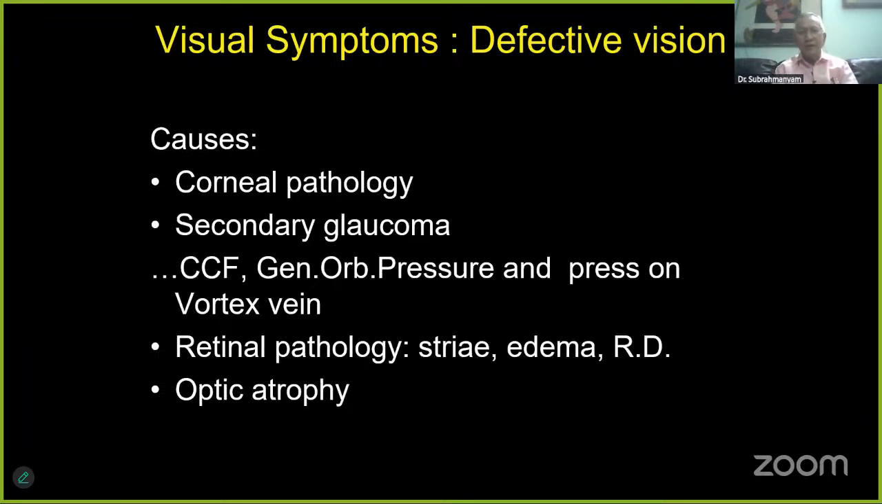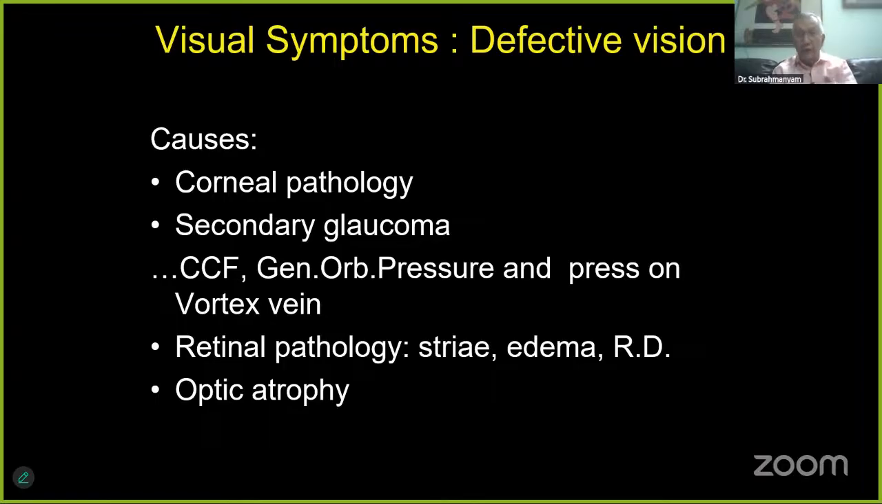Other causes are corneal pathology, especially exposure keratopathy, whatever may be the reason for the proptosis. Severe proptosis can lead to corneal exposure keratopathy. Secondary glaucoma occurs in carotid cavernous fistula, or with generalized orbital pressure which is increased, which presses on the vortex vein, and a tumor pressing on the vortex vein can lead to secondary glaucoma.